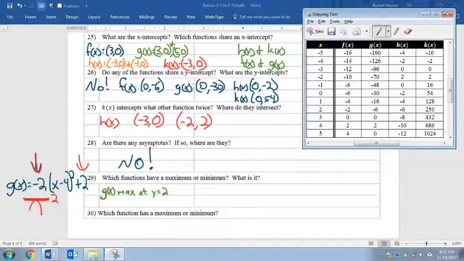H of x is absolute value. I have no idea what that noise is in the background. If you're hearing that, I apologize. You can laugh with me. Let me write it real quick. And again, same idea. We're looking at the a value, which is negative 2, so it opens downward. And the d value is 2, so that's where its maximum point is. So h of x also has a max. So I can say h of x and g of x have a max at y equals 2. If they weren't the same, I'd have to list them separately.